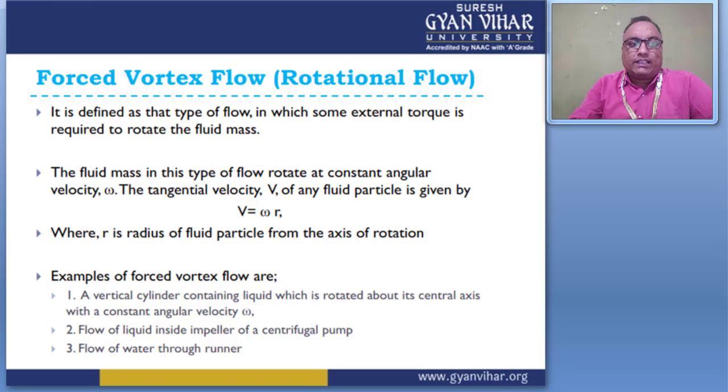And the tangential velocity v of any fluid particle is given by v equal to omega into r. Here r gives the radial distance, or the radius, of the fluid particle from the axis of rotation, and this is the tangential velocity of the flow. And here are the examples of forced vortex flow.